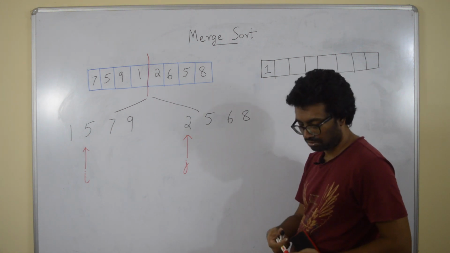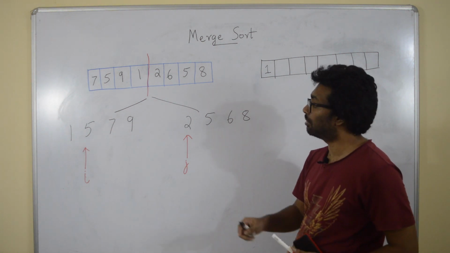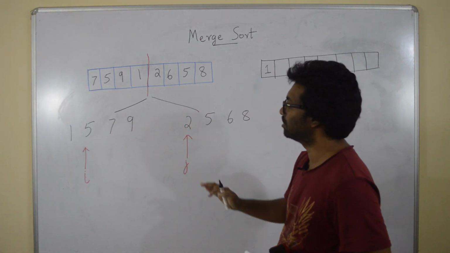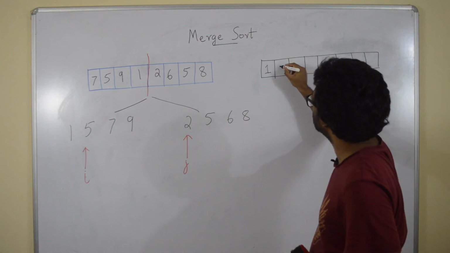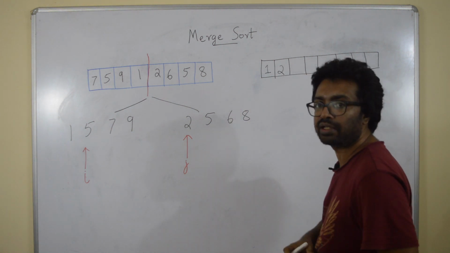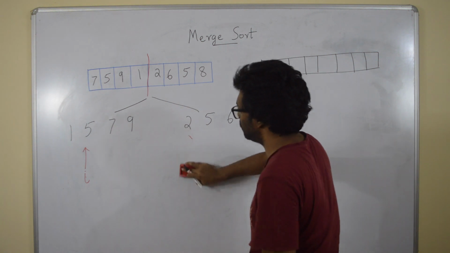Next, what do I do again? I'm going to compare again this point and this point. It's 5 and 2. Which is smaller? j is smaller, 2 is smaller. So I note down 2 here and then I increment j. So j comes to that.